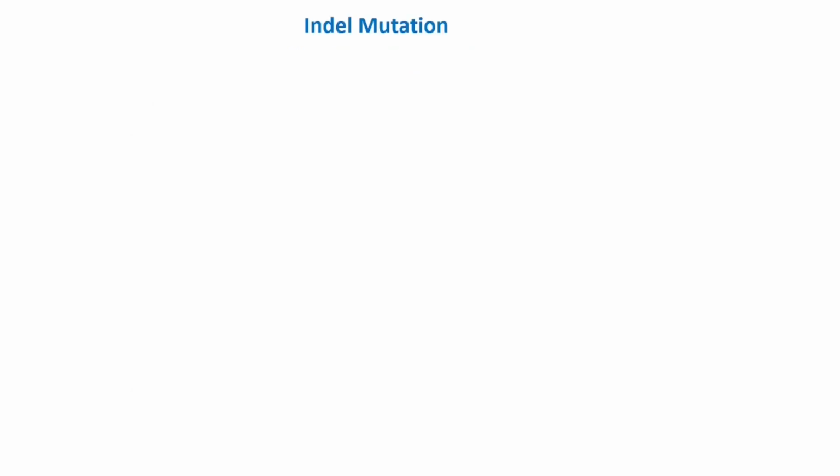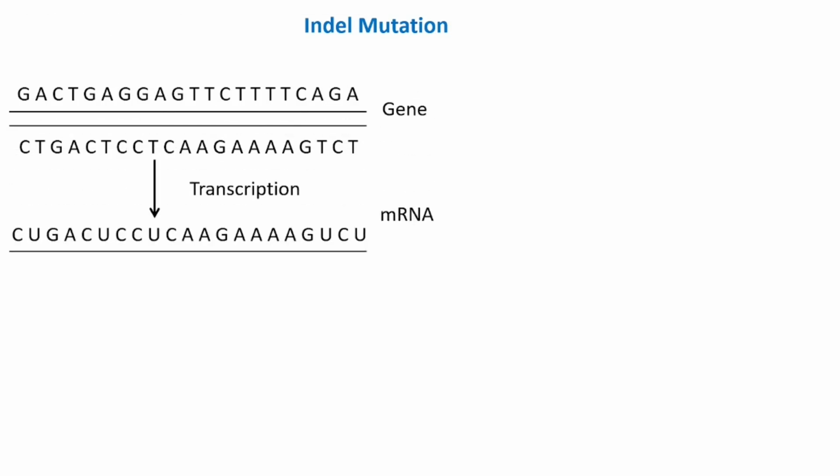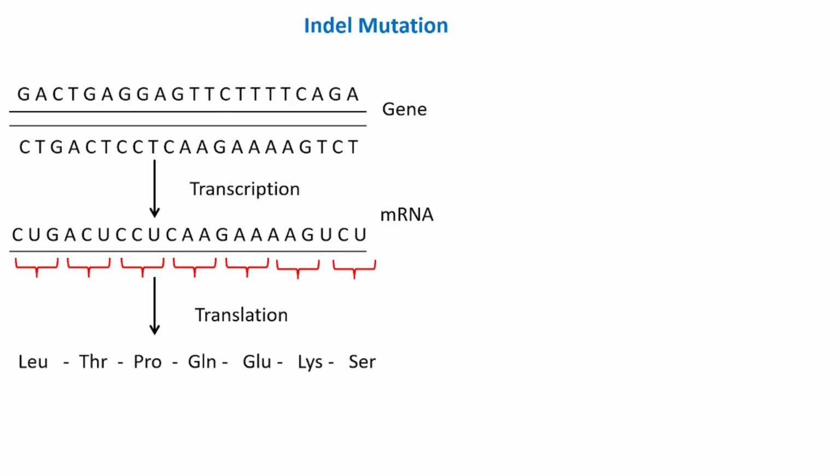What happens if there is a simultaneous insertion and deletion of one base? Such mutations are called Indel mutations. Let us understand this process with an example again. Again on your screen, there is this particular gene sequence. The transcription, as you know, will result in the formation of an mRNA with a specific sequence of codons. The mRNA is then going to be translated to give a protein with this particular sequence of amino acids.